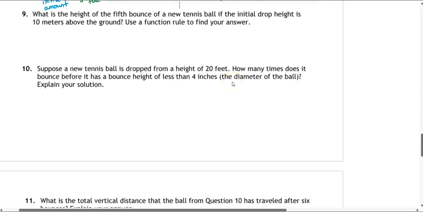Okay, what is the height of the fifth bounce of a new tennis ball? If the initial drop height is 10 meters above the ground, use a function rule to find your answer. So instead of writing a table and going, okay, let me find how all of this is going to work every single time and calculating out each bounce, that could take a long time. What if I asked you what the 17th bounce is? You don't want to have to figure out what the bounce percentage is for every single one from 1 through 17. That would be ridiculous. That would take forever. So instead, you want to create a function rule.